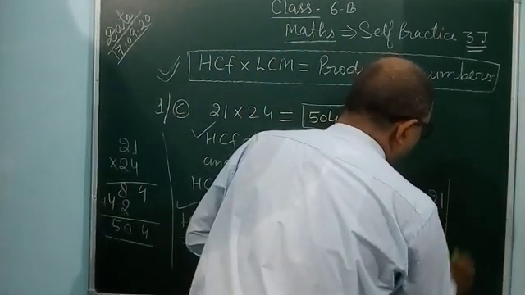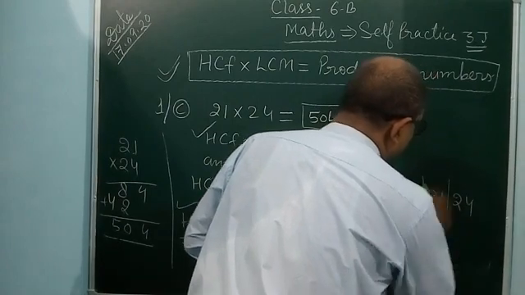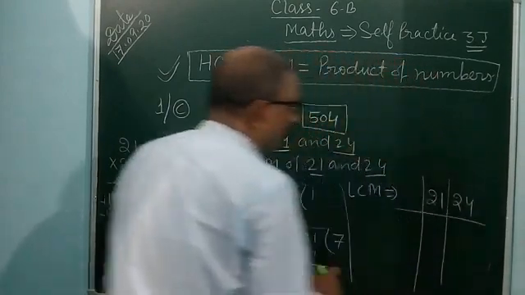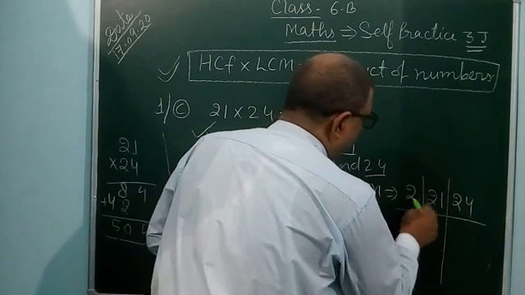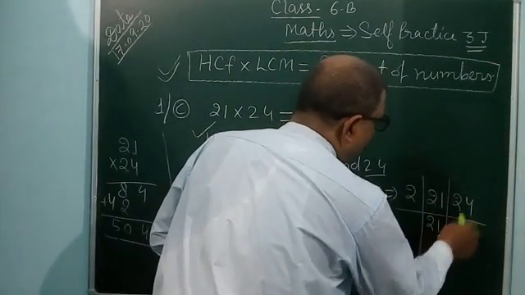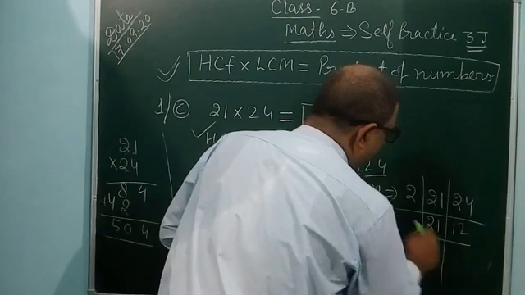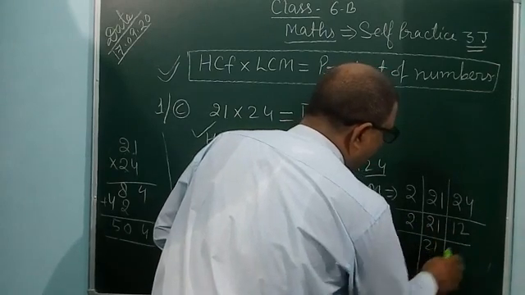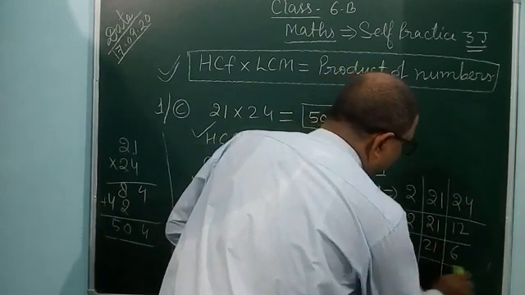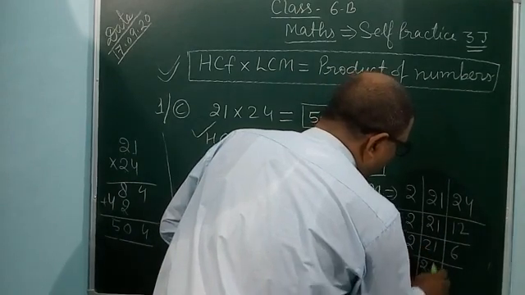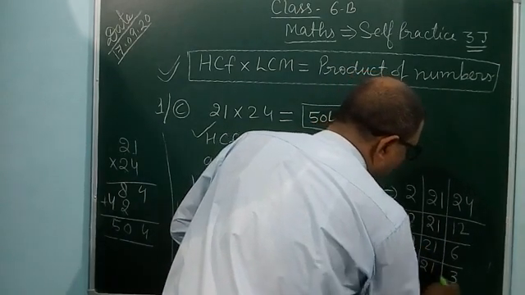You also use the division method. 24 and 21, by 2 you divide. 21 is not divisible, 24 gives 12. By 2 again you divide. 21 is not divisible, 2 6s are 12. By 2 again you divide. 21 is not divisible, 2 3s are 6.